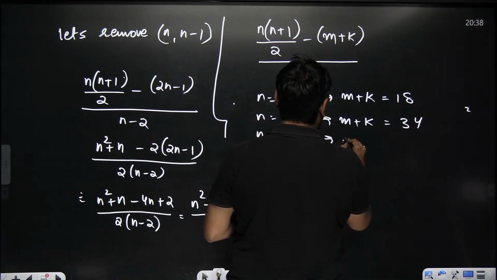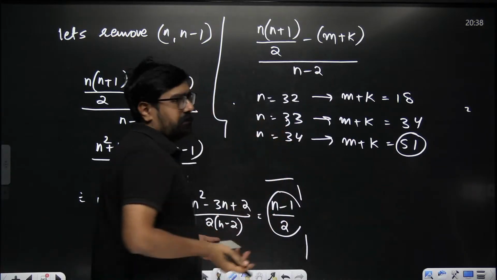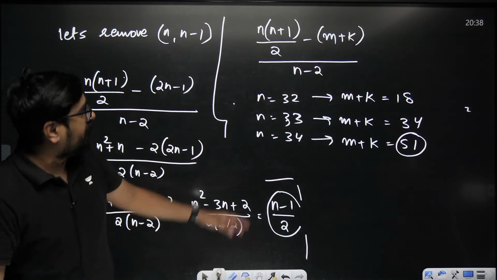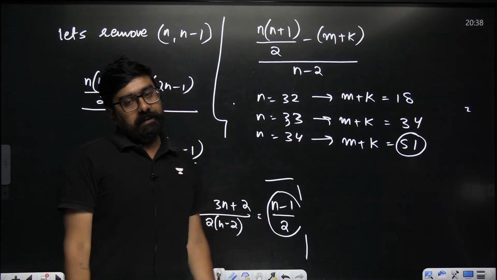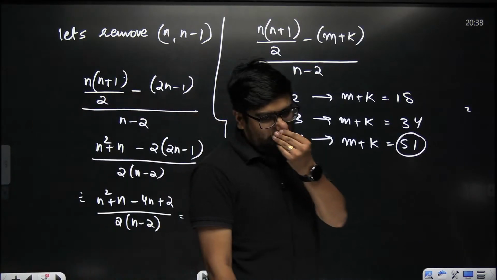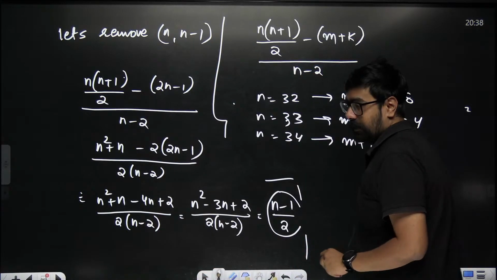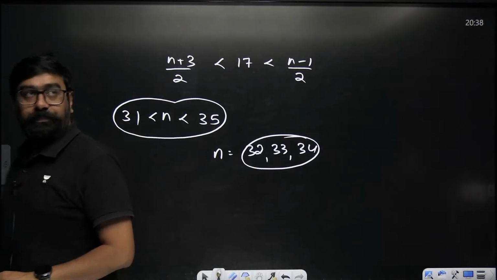And for this one, we are getting m plus k is equal to 51. Anyway, at n is equal to 34, we are going to get the maximum value, which is 51, and 51 will be our answer. Maximum of m plus k will be equal to 51. Good question. This is how you are supposed to solve this. I hope this made a lot of things clear.